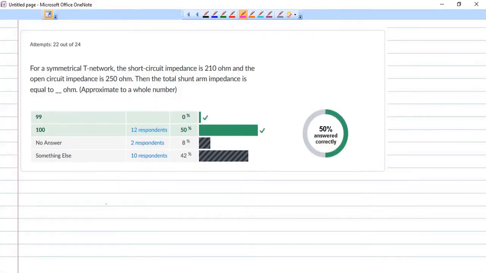Now the second question is, for a symmetrical T network, the short circuit impedance is 210 ohm and the open circuit impedance is 250 ohm. And the total shunt arm impedance is equal to. So we are asked what is Z2. We are given ZSC is equal to 210 ohm and ZOC is equal to 250 ohm.